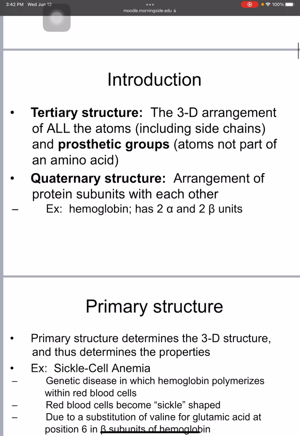Then you have tertiary structure, and this is similar to secondary structure, but slightly different. It's a little bit more inclusive, right? When you're talking about the tertiary structure, you're not just talking about the backbone, but really all of the atoms within the protein, including the side chains, which we don't necessarily include when looking at secondary structure. We also include other things that might be present. These are called prosthetic groups. These are atoms in the protein that are not part of an amino acid.